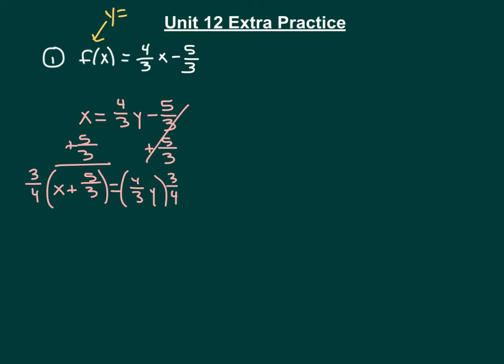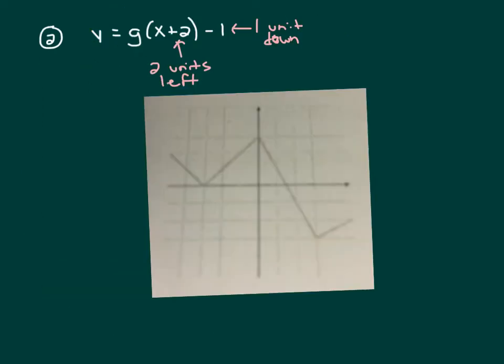Because what happens when you do that is the 4 on top cancels with the 4 on bottom, the 3 on top cancels with the 3 on bottom, and that leaves us with just y. And then here, just distribute the 3/4 in. So that gives us 3/4 x, and then plus, when you multiply 3/4 times 5/3, this 3 on top cancels with the 3 on bottom, leaving us with just 5/4. Okay, so I'm just going to rewrite that y as f inverse of x, and that's equal to 3/4 x plus 5/4.